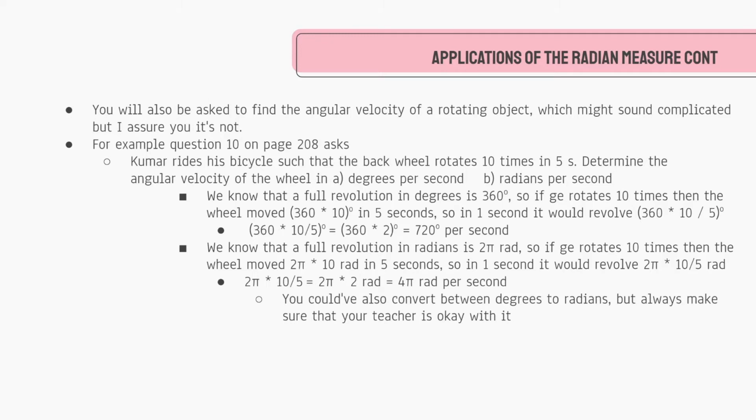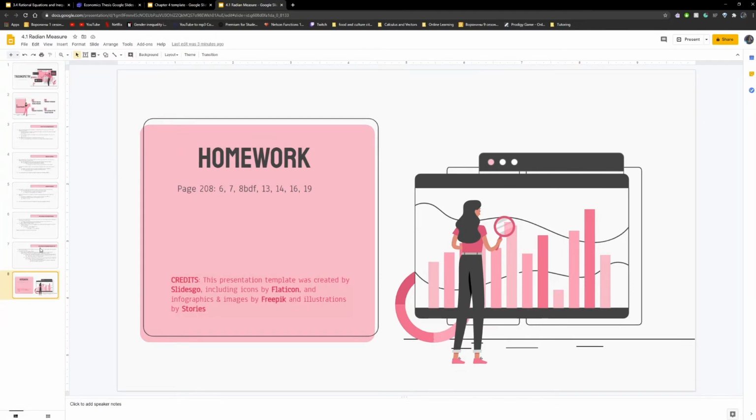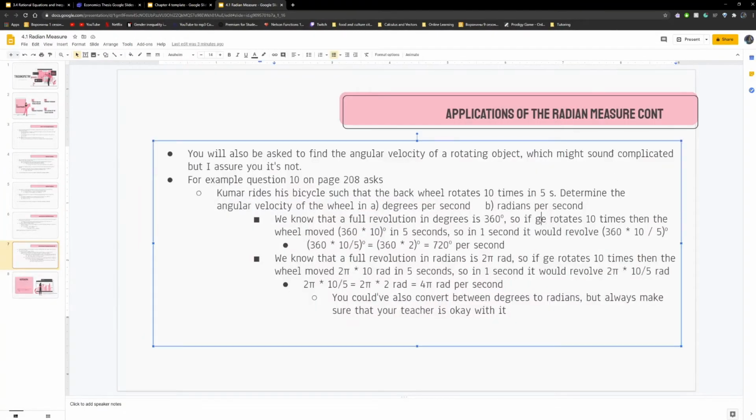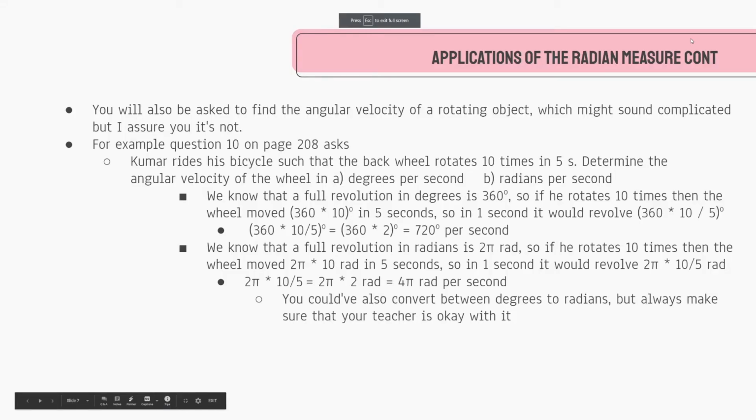We know that a full revolution in degrees is 360 degrees. We've been knowing this for years now, so it's nothing new. And so if he rotates the back wheel 10 times, then the wheel has moved 360 times 10 degrees, right? In 5 seconds. If we want to find out what it is in 1 second, all we have to do is simply divide by 5, which is what I did here.